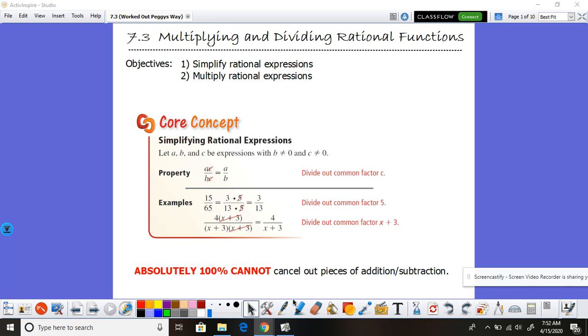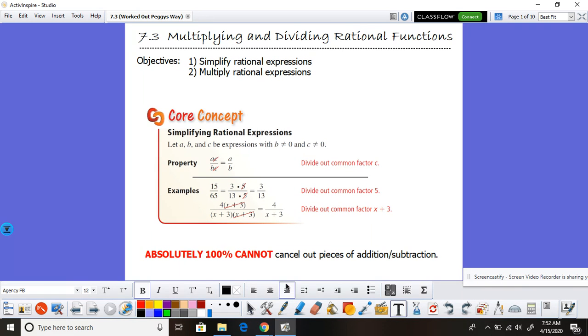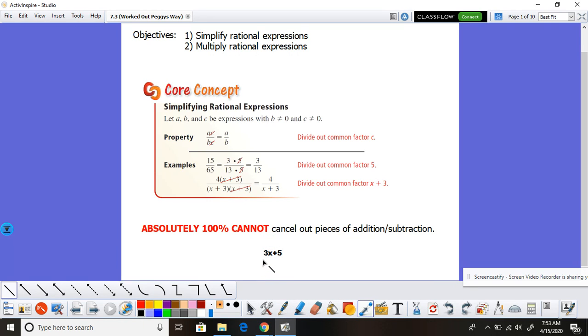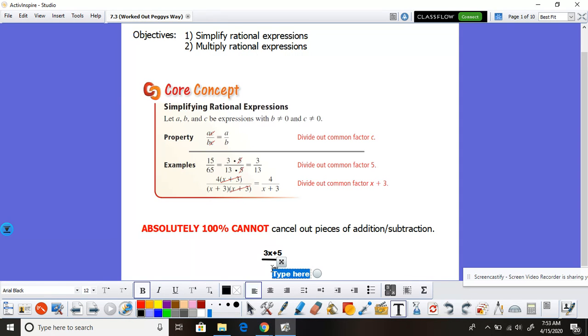So one thing I do want to go over is just basic properties of fractions. You guys should know this, but I still have a lot of people do it. You absolutely 100% cannot cancel out pieces or parts of addition and subtraction. So what I mean is, if you have 3x plus 5, whatever, and this is a fraction, so this is 3x plus 5 over just a 3.